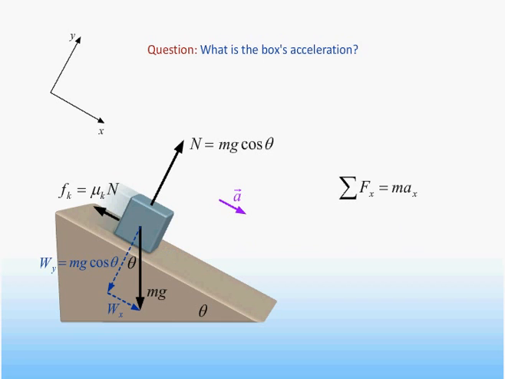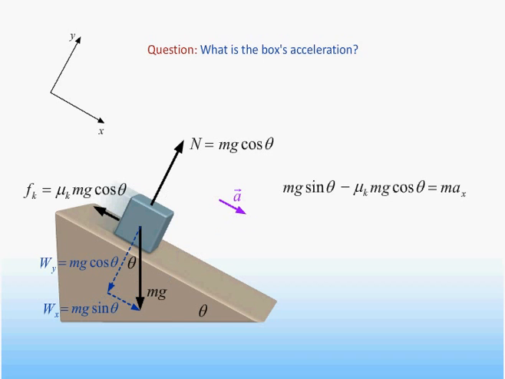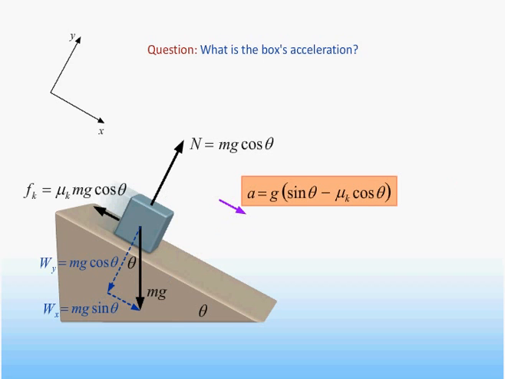We can now obtain a value for the magnitude of the frictional force from our result for the magnitude of the normal force. The x component of the weight is equal to mg sine theta. We can now write down Newton's second law in the x direction in terms of this frictional force and the component of the weight down the ramp, and then solve for the acceleration. We obtain the result that the acceleration is equal to little g times the factor sine theta minus mu sub k times the cosine of theta. We can remove the frictional force by setting mu sub k equal to 0, resulting in an acceleration equal to g sine theta.